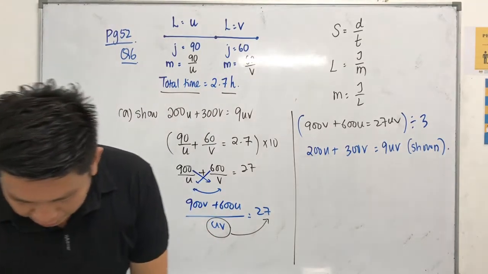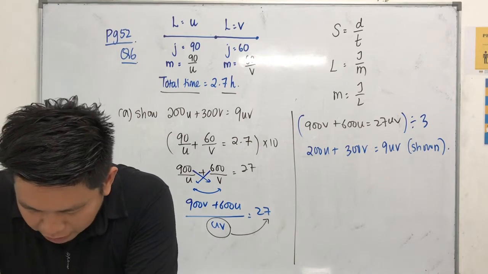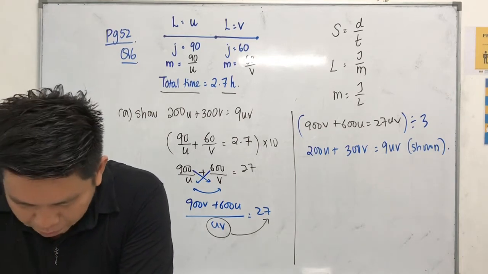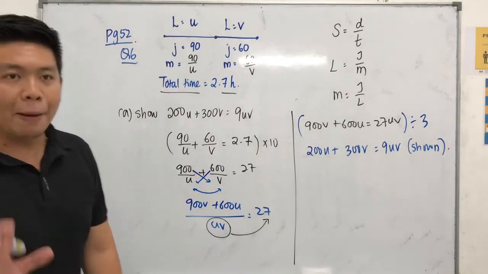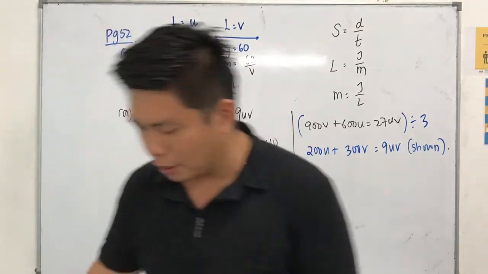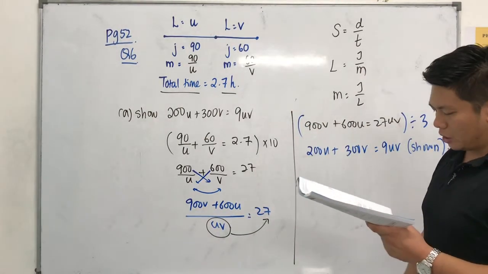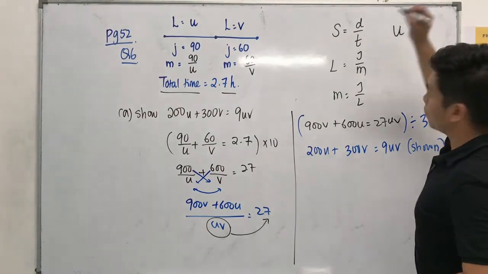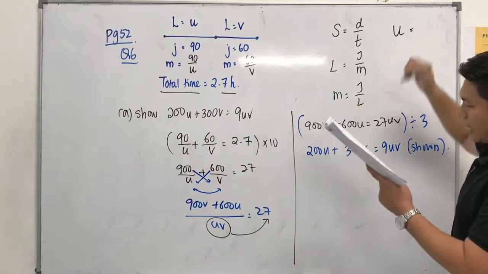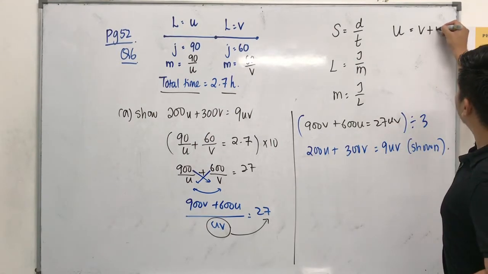Next, question B. It is given that the average speed of the first part of the journey is more than the average speed of the second part of the journey by 10 km. Okay, so find the value of U and V. So this one you have to actually try and recall what the sentence means. What does the sentence mean to you? Given that the average speed of the first part of the journey is more than. So it means the first part of the journey, the speed is U. Okay, U is 10 km per hour more than V. So it means V plus 10.